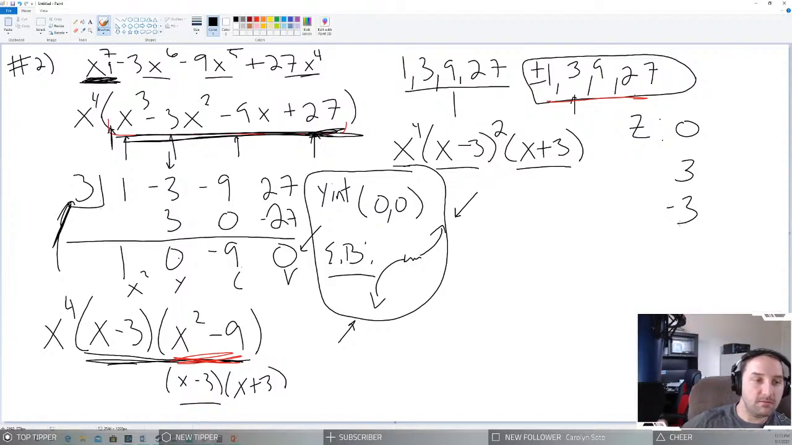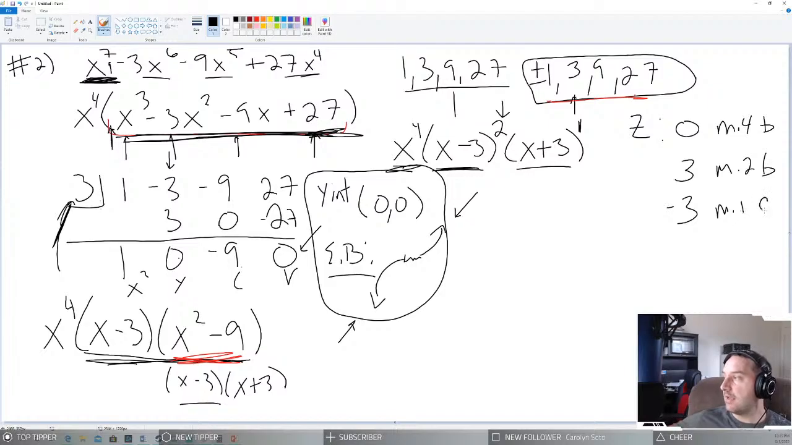If it's odd, it crosses through. If it's even, it's going to bounce. So for 0, because it says x to the fourth, I know I have 4 of them. So it's multiplicity 4. It's even, so it's going to bounce. For 3, it's going to be multiplicity 2, because it says squared. It's even, so it's going to bounce. And then for negative 3, because it's technically x plus 3 to the first, my multiplicity is going to be 1. And because it's odd, it's going to cross.